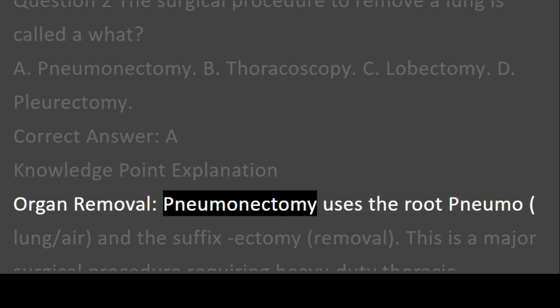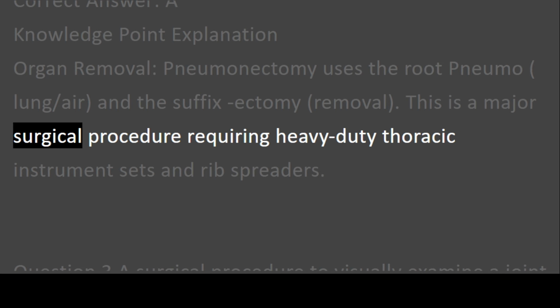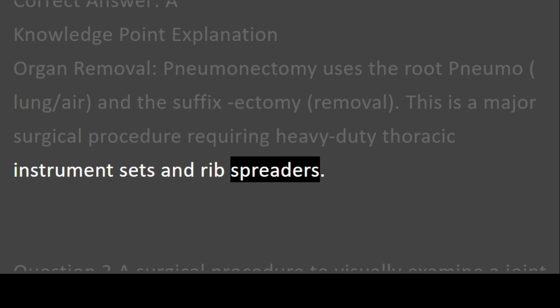Organ removal. Pneumonectomy uses the root pneumo, lung or air, and the suffix ectomy, removal. This is a major surgical procedure requiring heavy-duty thoracic instrument sets and rib spreaders.